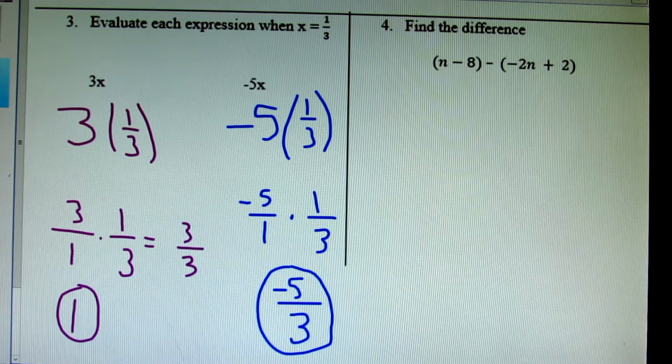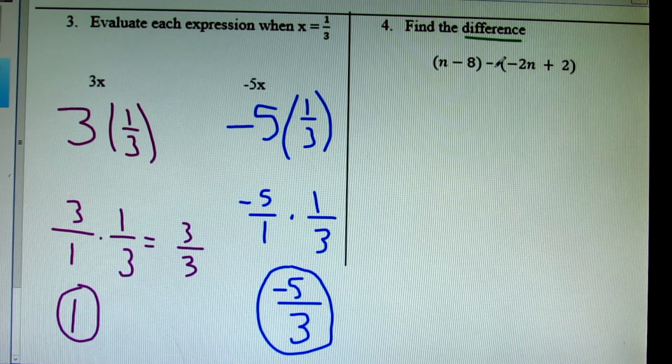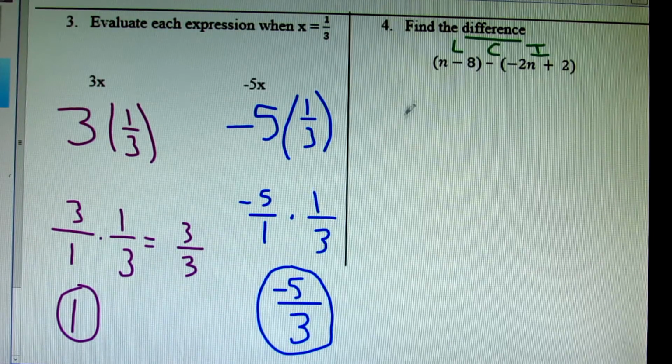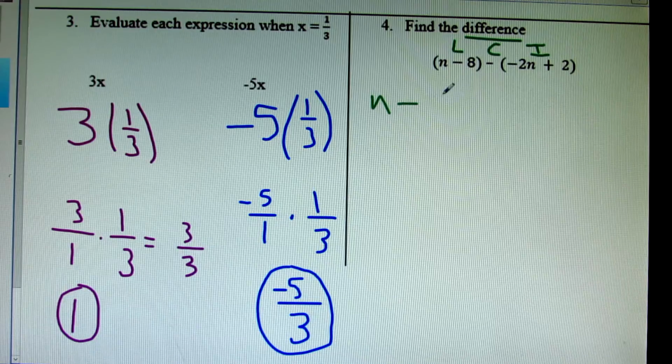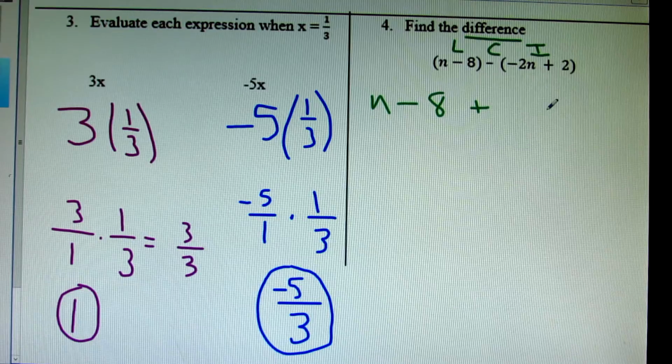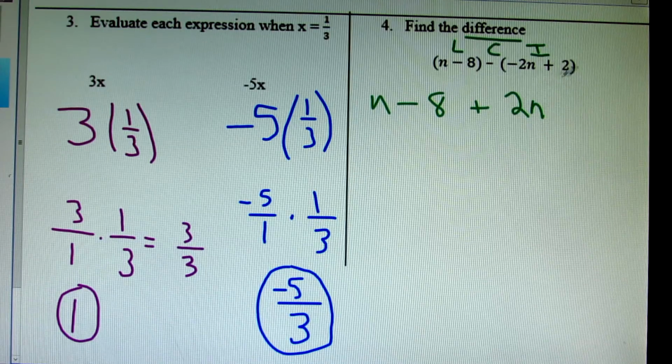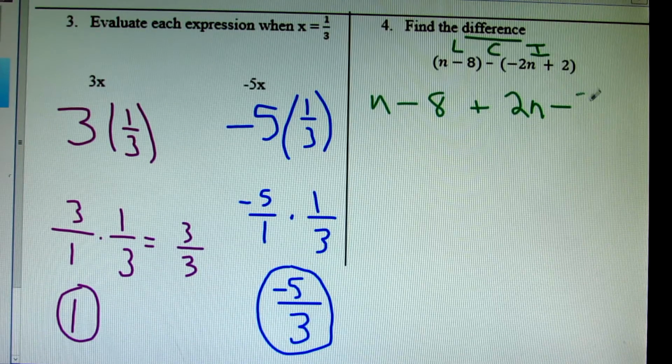Number 4 says, find the difference. Difference means subtract. We have to go to our subtraction rules. Who remembers the subtraction rules? Anthony, L, C, you got it. Okay, leave, change, and inverse. Jake, how do you inverse this? Negative 2 becomes a positive 2, and this positive 2 becomes a negative 2.